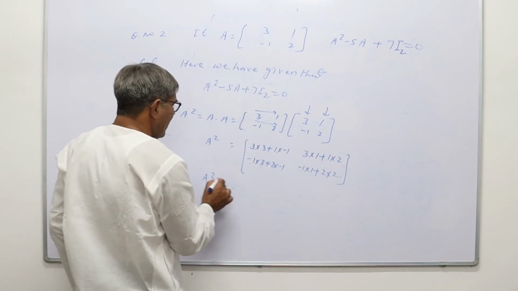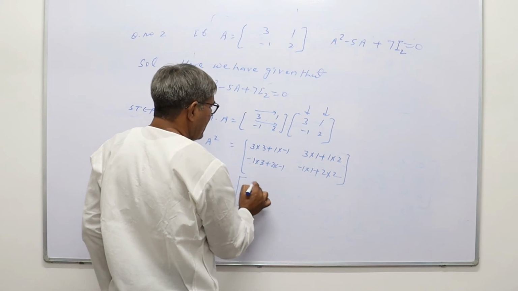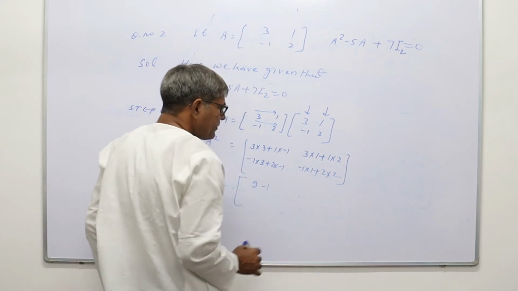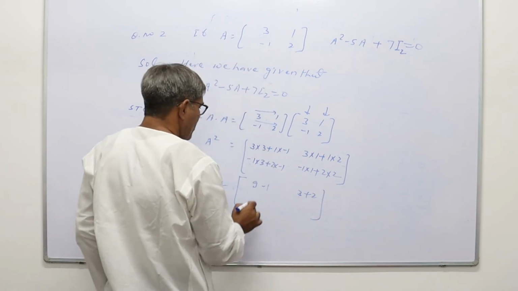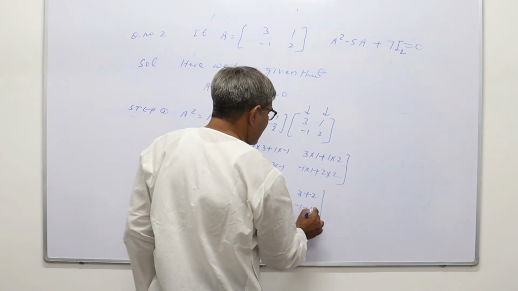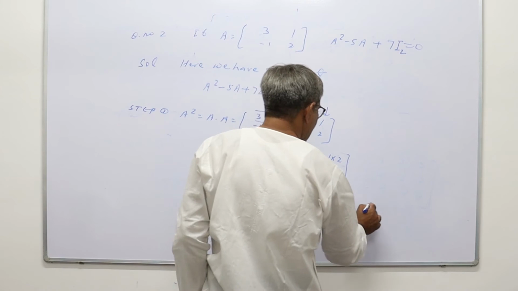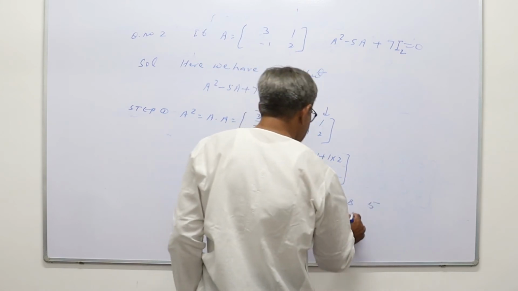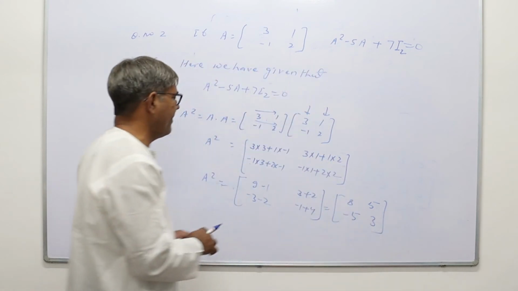So A square will be equal to 9 minus 1, 3 plus 2, minus 3 minus 2, minus 1 plus 4. So it will be equal to 8, 5, minus 5, 3. So this is A square.